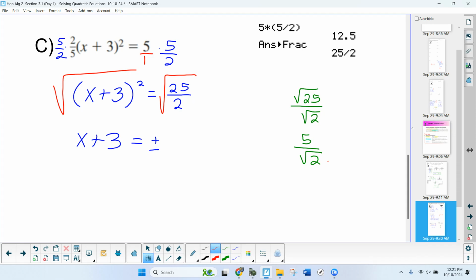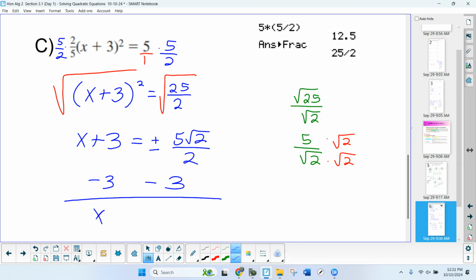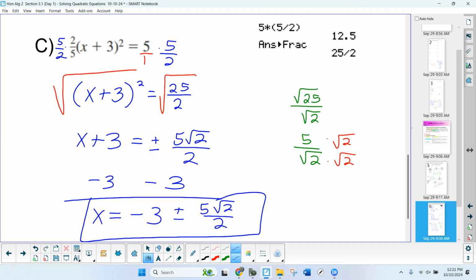Now what do we do? Multiply by radical 2. And when you do, what do you get? 5 radical 2 over 2. Still got to get x by itself. What do we do now? Minus 3. And when I do, I get x equals. Anytime you have a number plus or minus another number, you always put this number first. Negative 3 plus or minus 5 square root of 2 over 2. And we're done. You can kind of see why we did what we did yesterday. Now, leave these out. You're going to turn them over.